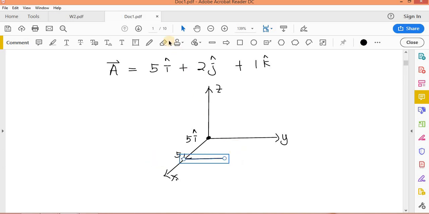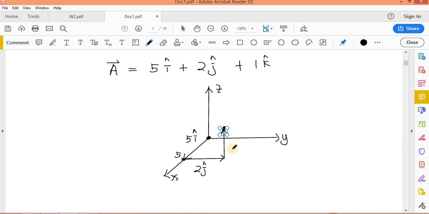Okay, 2 units. Here. So this will be your 2j. So after that, what will you do? You will move another 1 unit in the k direction. The k direction is the direction of z. Okay, so you move 1 unit, maybe here. So finally, the point stops here. Am I right? Okay, the point stops at this position.